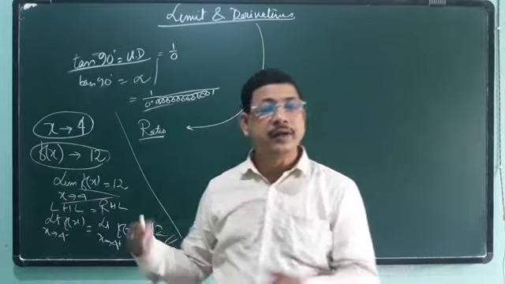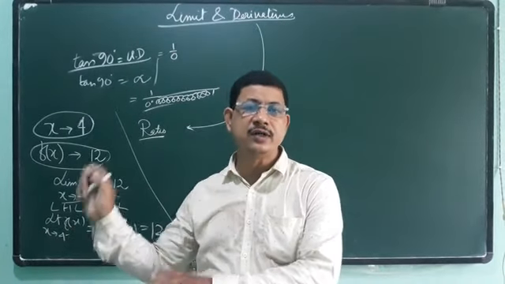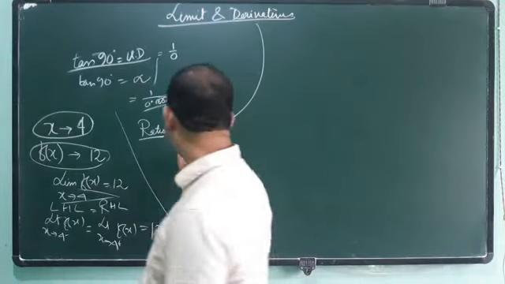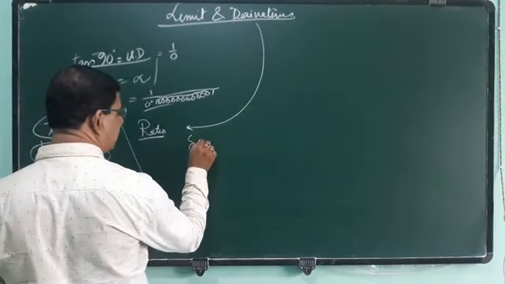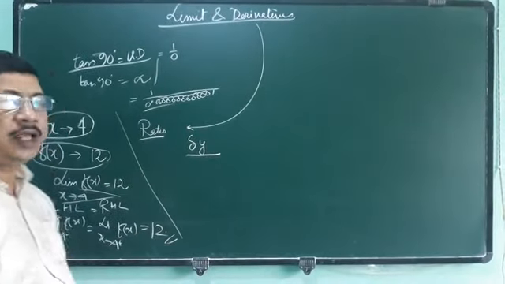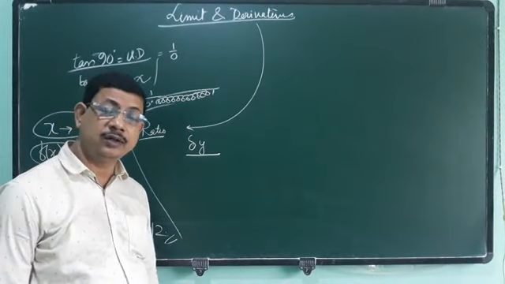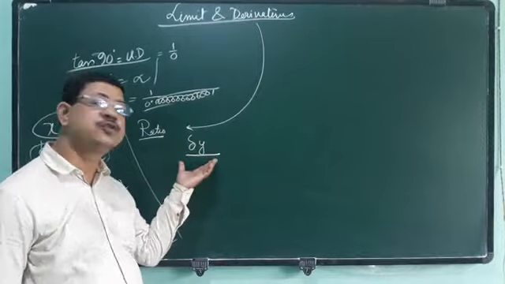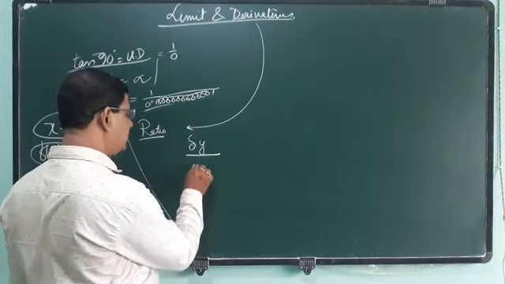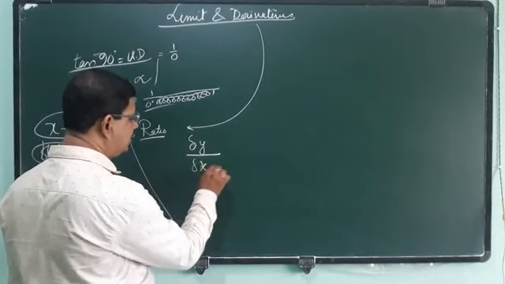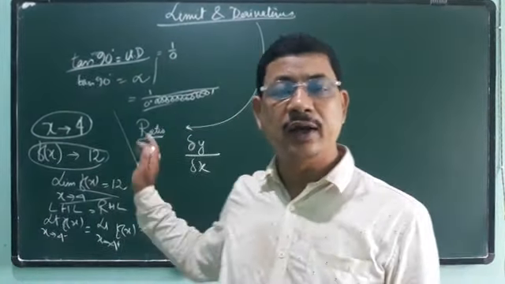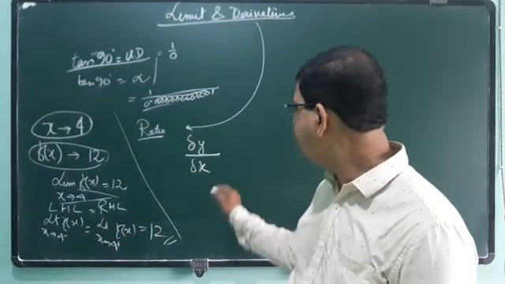Yes, practically it is happening. Actually, it is dividing. But theoretically, it is a ratio. Ratio of what? Small change in the dependent variable. If we take y as our dependent variable, then a small change in the dependent variable is delta y. And a small change in our independent variable is delta x.